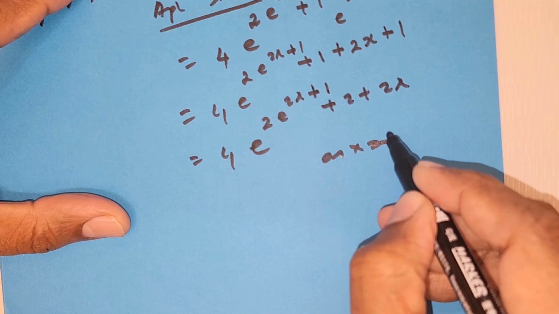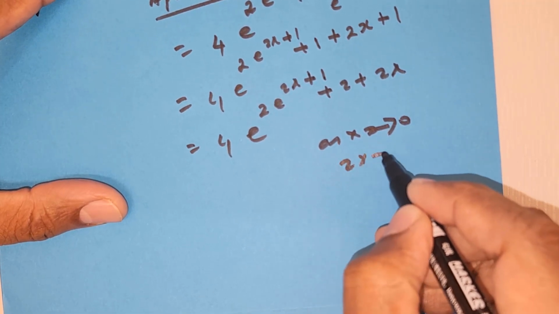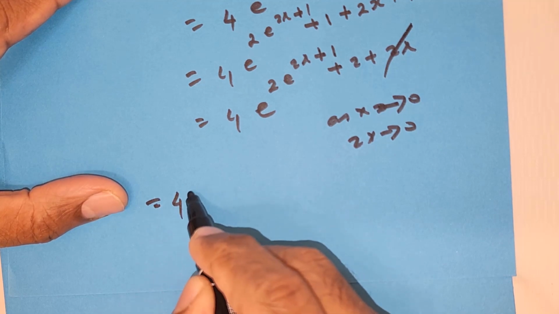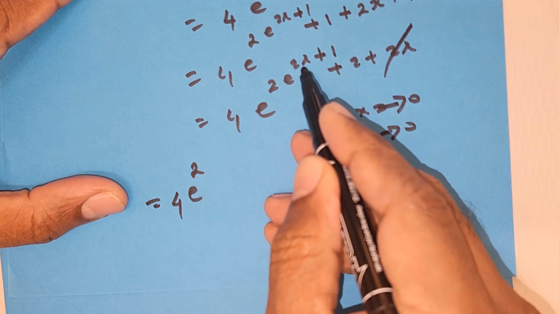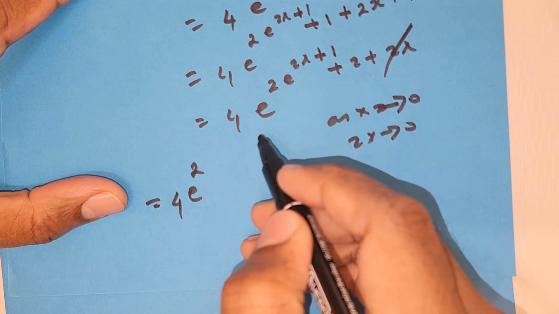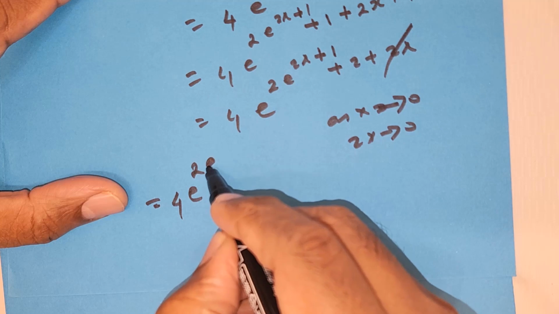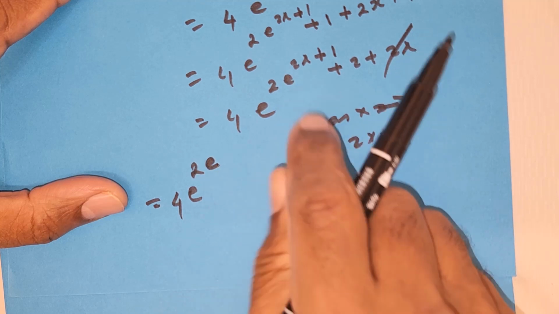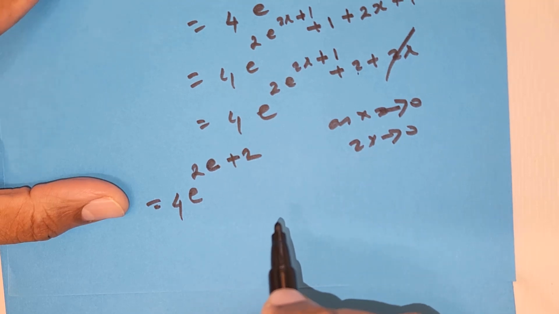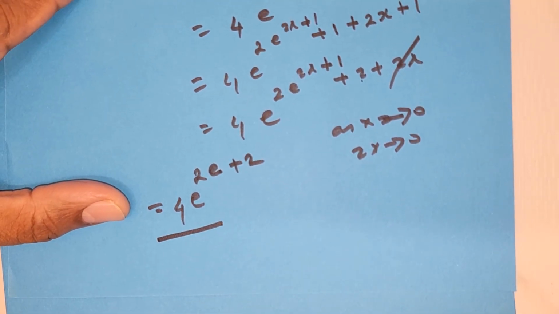Now as x is tending towards 0, 2x will also tend to 0, so this one goes up. So you are left with 4 times e raised to the power of 2 times of, x is equal to 0, 2x is going to be 0. So this is going to be e, right? Positive, there's a 2 there. Okay, so this is what we have got.